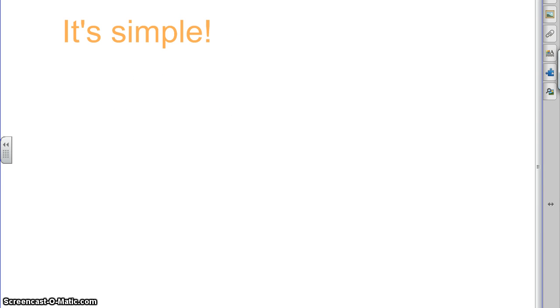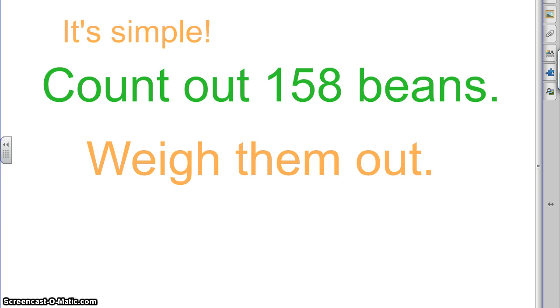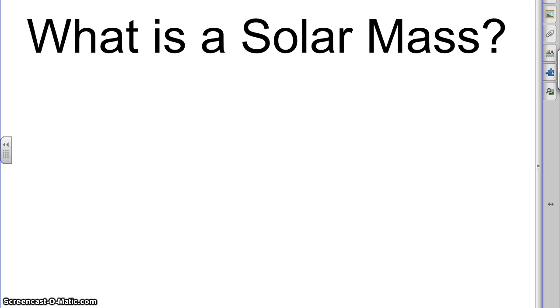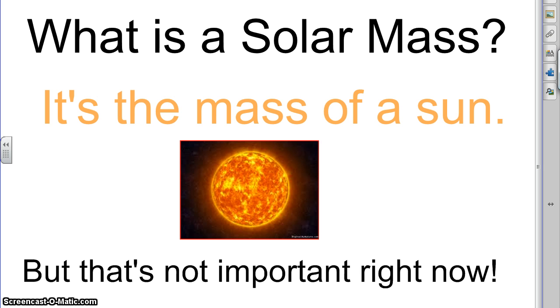So how does it work? Well, it's simple. What you're going to do is count out 158 beans. You're going to weigh them. You're going to find their mass on a balance, and now you have the solar mass of that kind of bean. What is the solar mass? Well, solar mass is the mass of a sun. But that's not important right now. That's not what we're talking about. That's very confusing. What is a solar mass?